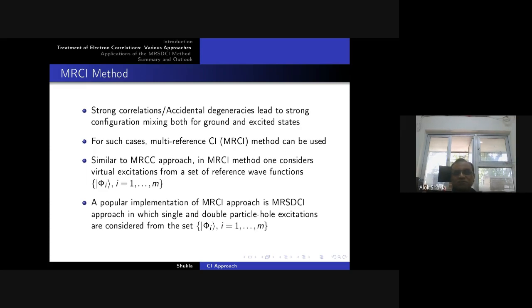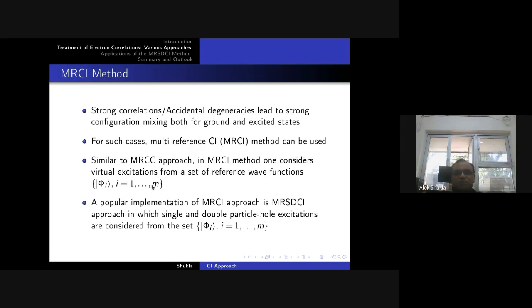Okay, and then you need to include both of them, because if you include one of them, then you are not going to get a good description. So in that case, we need to generalize and come up with the multi-reference CI. But the multi-reference CI approach is very simple. You decide your trial vacuum or starting vacuum becomes a linear combination of configurations.